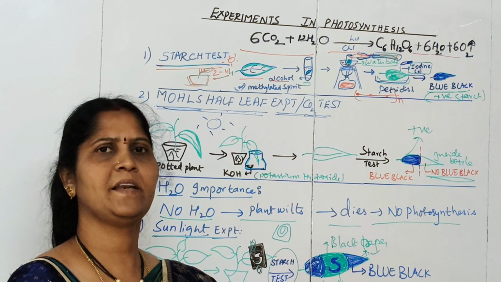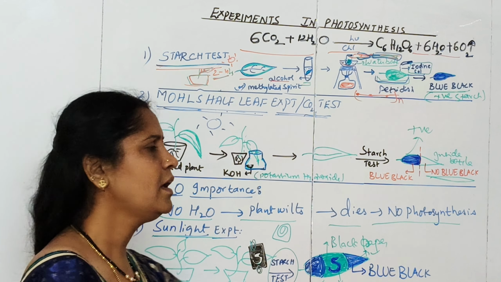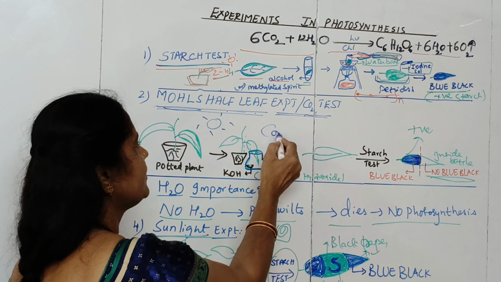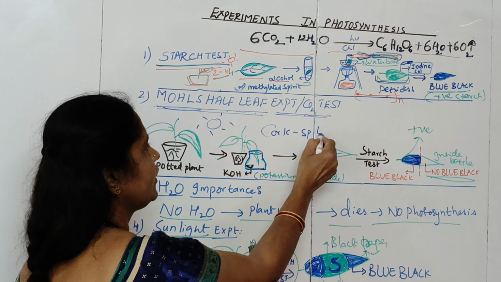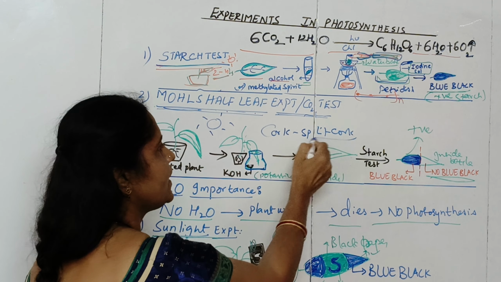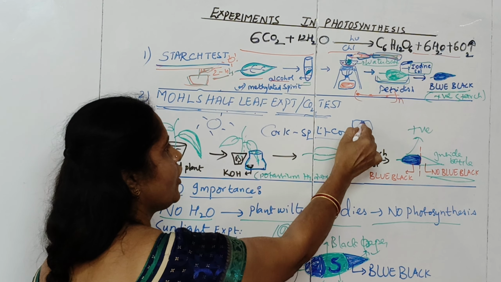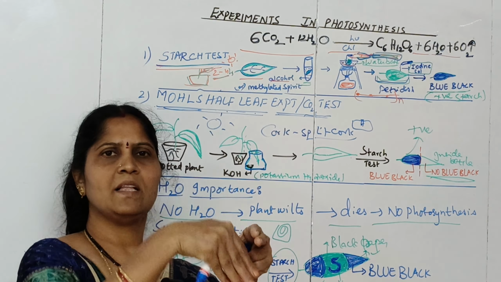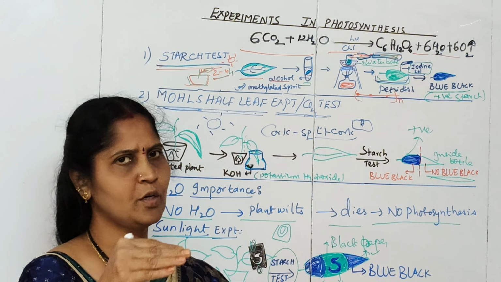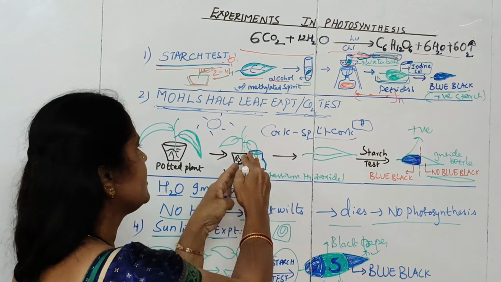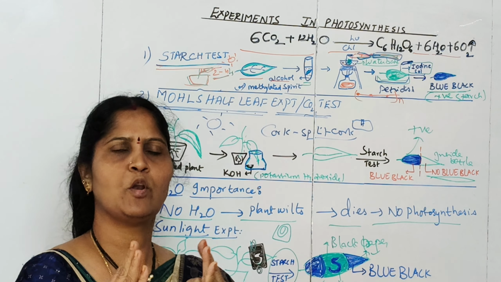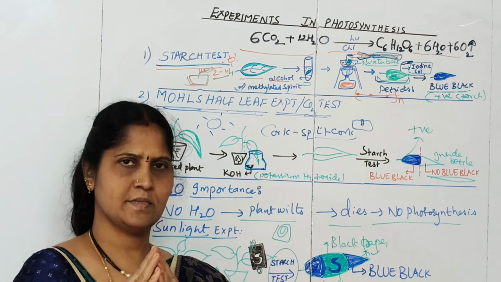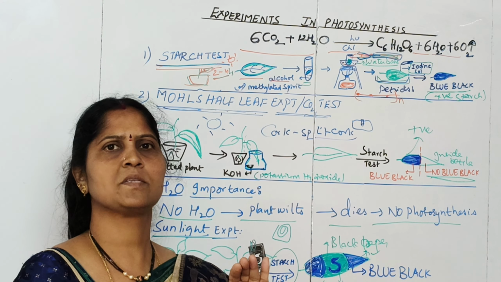In order to facilitate this arrangement, we use a cork called a split cork. What is a split cork? A cork with a small slit in the middle. Through that slit we insert half portion of our leaf into the bottle. So what is the environment inside the bottle? Yes, it does not have carbon dioxide inside.